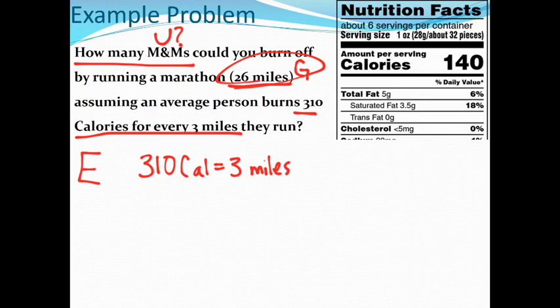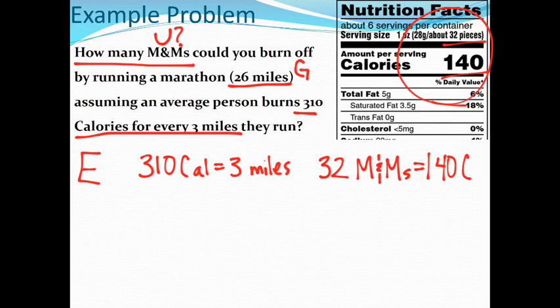So I've gotten my miles connected to calories, but I don't have my calories connected to how many M&Ms I could be eating. In order to finish this connection, I'm going to have to look at my label for my M&Ms. This tells me that 32 pieces have 140 calories. So I can make that into another unit equation: 32 M&Ms equals 140 calories. So these are my two equations, just put in parentheses to keep them separate. And this should get me to my answer.